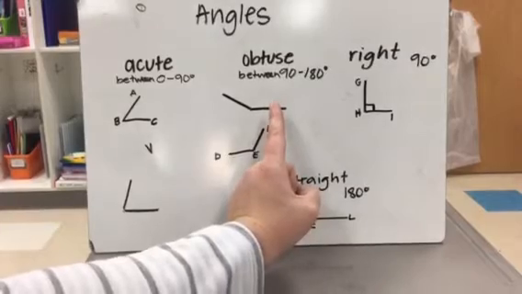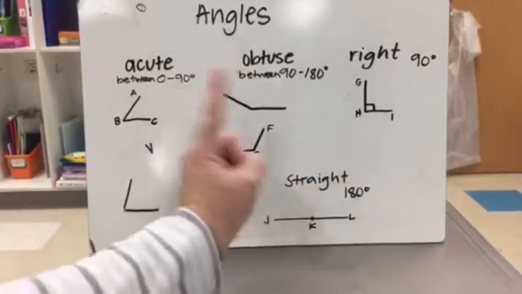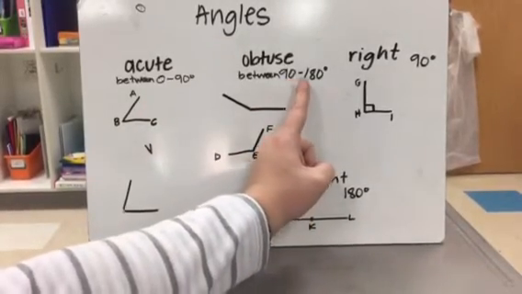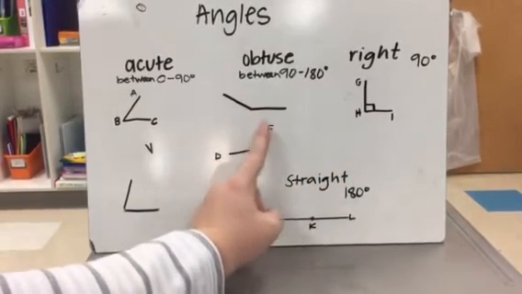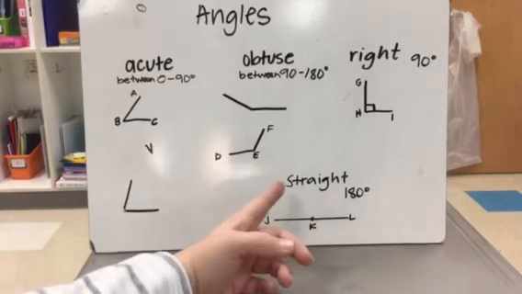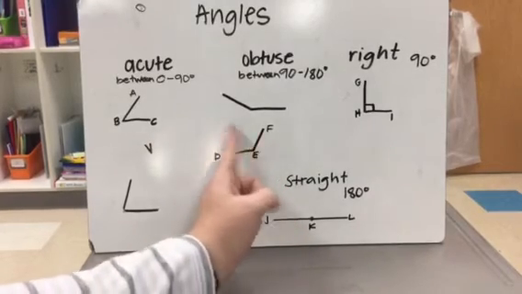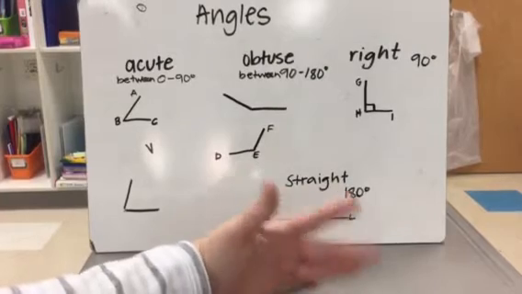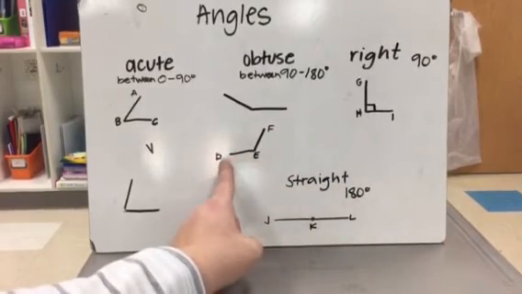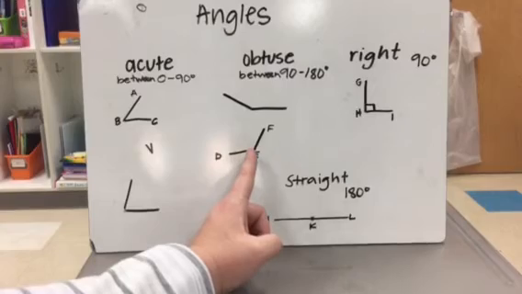Another kind of angle is an obtuse angle. So an obtuse angle is on the other spectrum. It is between 90 and 180 degrees. So these here are both, they're kind of in different directions. This angle is kind of opening up this way, whereas this one's opening up that way, but they're both obtuse angles. They're greater than that 90 degrees. So angle DEF is obtuse.